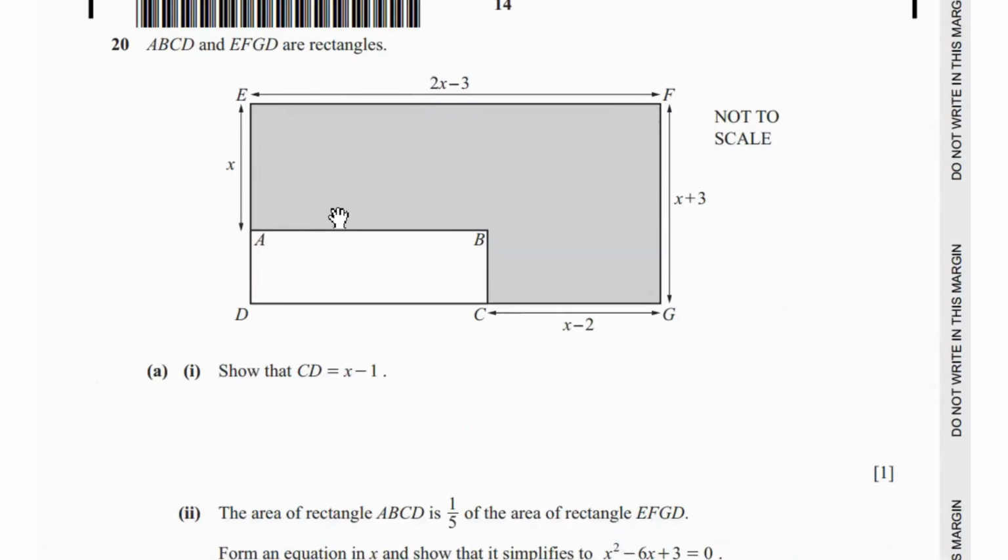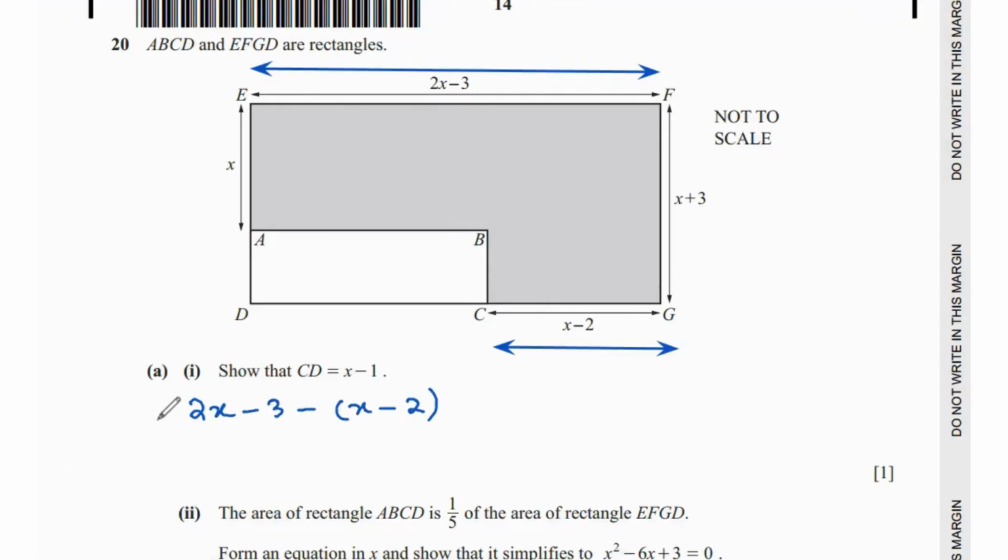Then it says ABCD and EFGD are rectangles. Show that CD equals x minus 1. CD will be x minus 1 because we're going to subtract EF and CG. Why? Because EF is basically DC plus CG. So if we take away CG from EF, that gives us CD. So 2x minus 3 minus x minus 2. That's 2x minus x minus 3 plus 2. x minus 1. That's exactly what the question tells us to prove.